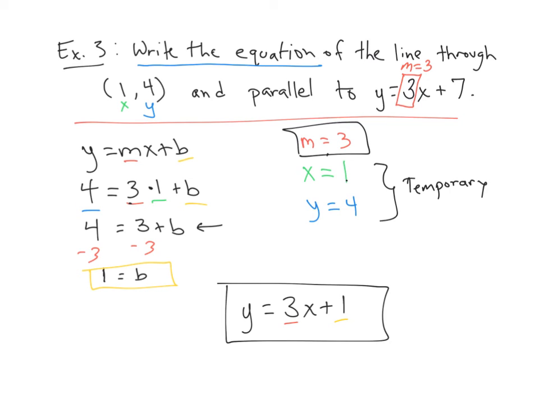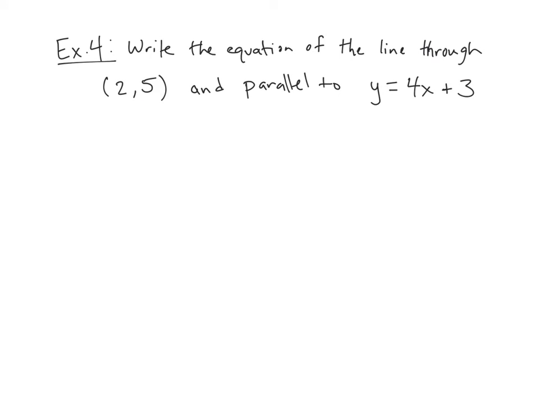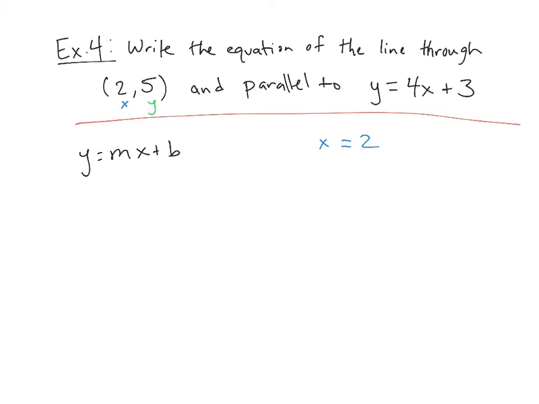You're going to try something very similar on the next screen. All right, so go ahead and try this one on your own. It's our last problem of this video. Example 4: we're going to write the equation of a line through the point (2, 5) and parallel to y equals 4x plus 3. Just to set you up here, we're going to be using the formula y equals mx plus b. I know from my point that my x value is going to be 2 and my y value is going to be 5, so I can jot those down, and we're going to temporarily use those.